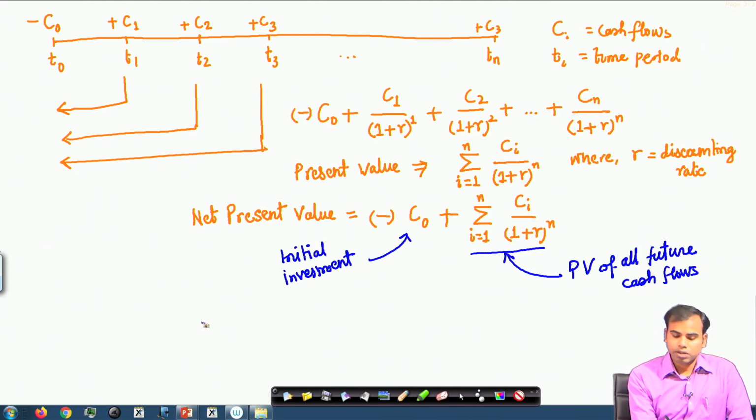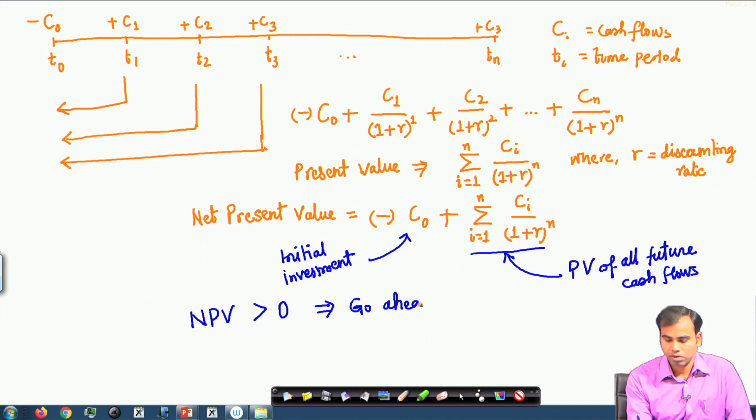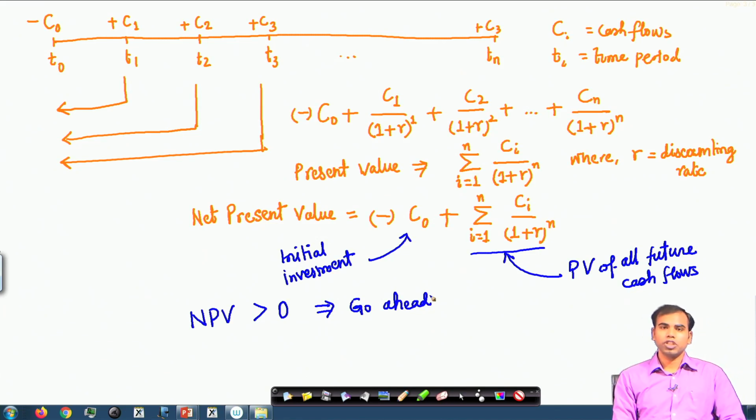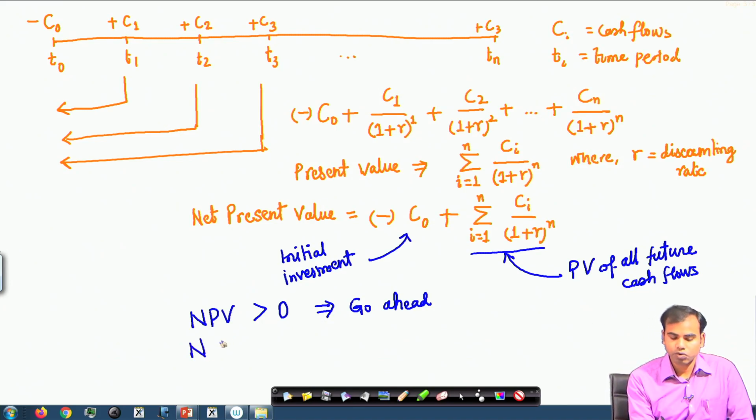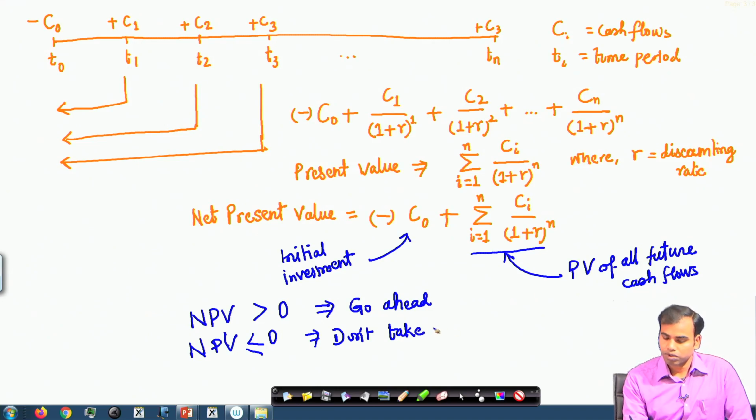Now, if NPV, which is basically net present value, is going to be greater than 0, you can go ahead with the decision, and if it is 0 or negative, then you should not typically pursue that decision. So, if NPV is lesser than 0, in some cases equal to also, then we should not take the decision. Now, let me explain this approach with some practical examples.